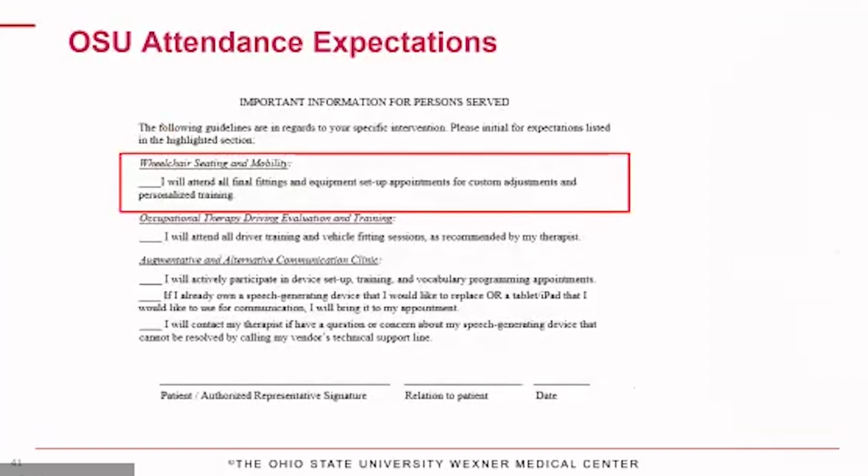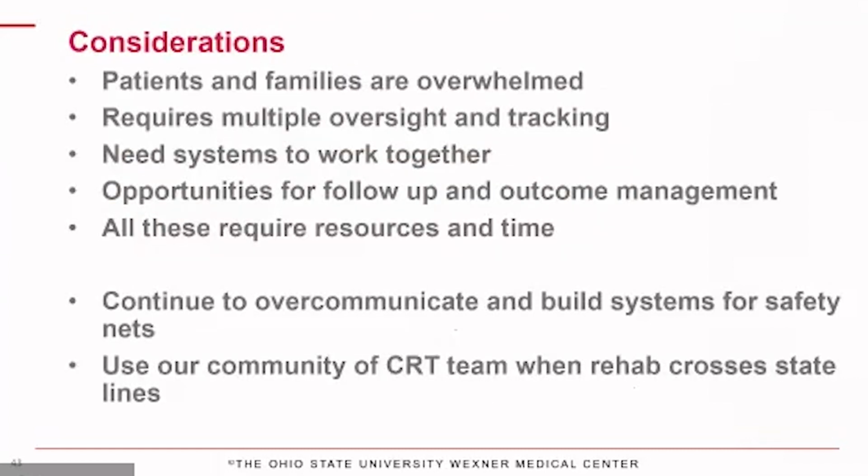This is a resource you can look at later about getting patients to commit to coming to their appointments. But as Kathy said, these people are overwhelmed. We need to find multiple oversights and tracking. We need to get the systems to work together. We need to look for opportunities for follow-up and outcome management. And we know they all require resources and time, which are very scarce. So over communicating is a continual thing we have to do in building systems and safety nets that can trigger into each other, when we might need to tap someone on the shoulder to say, you might want to get this patient back into the clinic.